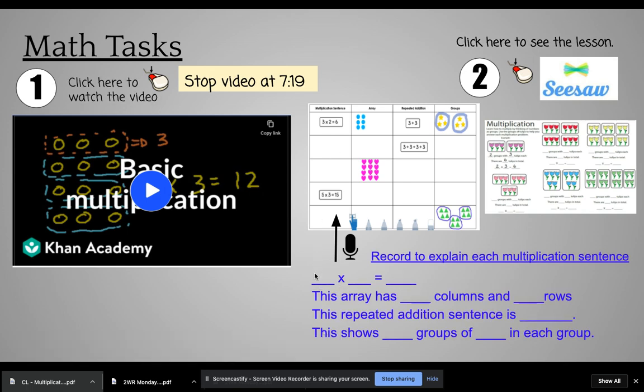So something times something equals your answer. Okay, and that's going to be in this first column. In the second column, you're going to be making an array for this to fill in the boxes. So you see that we had 3 times 2. That means that there's 3 in 2 groups. There's 2 groups of 3, or 3 groups of 2 in my array.